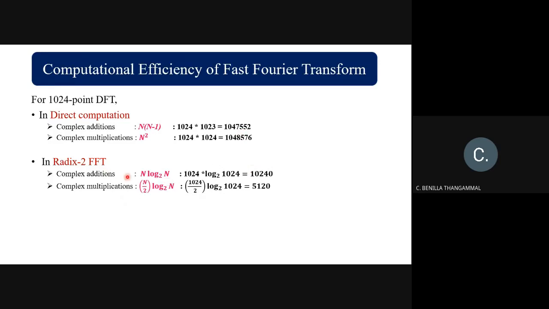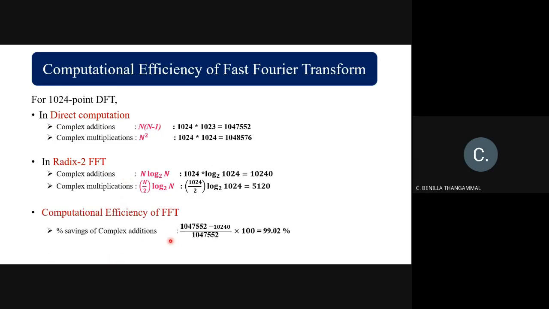The percentage of savings can be obtained by the DFT computation minus the FFT computation, divided by the DFT computation, into 100. Here this is for complex addition: 10,47,552 minus 10,240 divided by 10,47,552 into 100, which gives 99.02 percent. Similarly for complex multiplication, it is 99.51 percent.